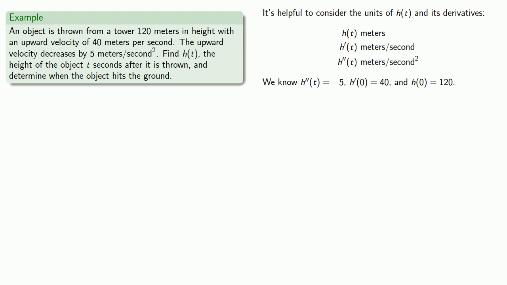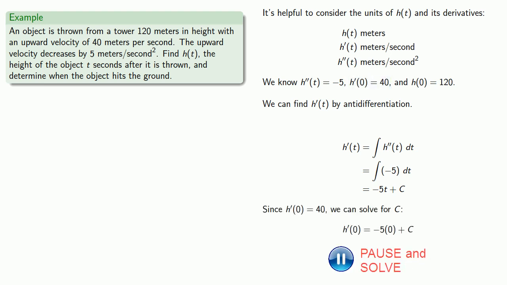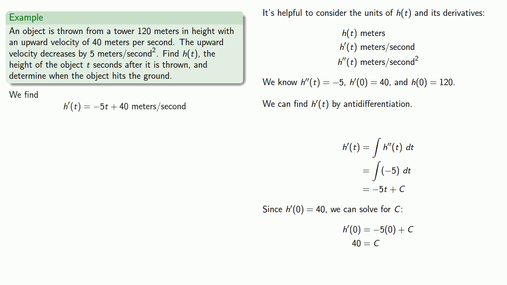So I know h prime of t will be the antiderivative of h double prime of t, and I do know what h double prime of t is. It's negative 5. And so I'll find the antiderivative of negative 5, which will be minus 5t plus, don't forget that all-important constant. And here's where it's important to know that h prime of 0 is equal to 40, and so I can solve for that constant. And I get the value c is equal to 40, and h prime of t is minus 5t plus 40 meters per second.